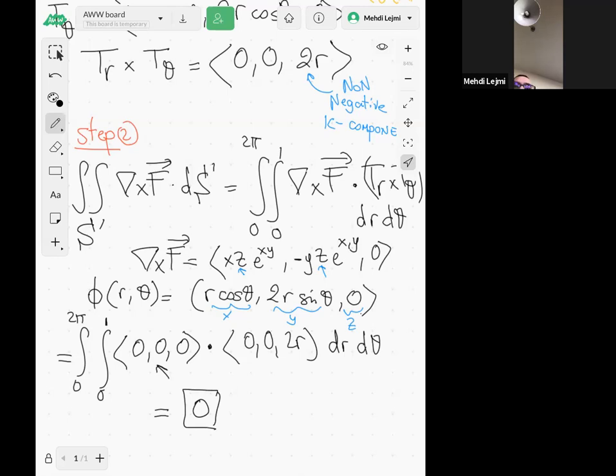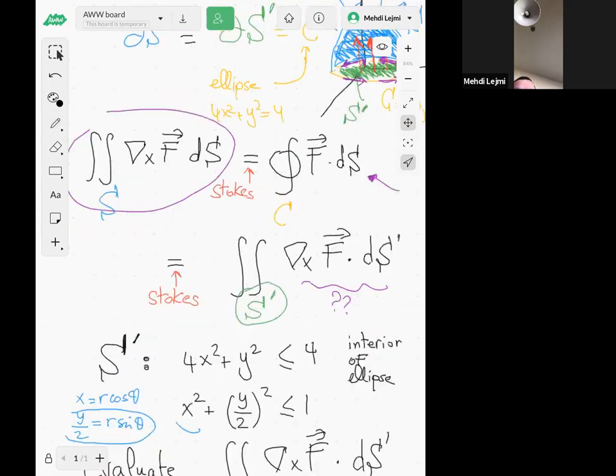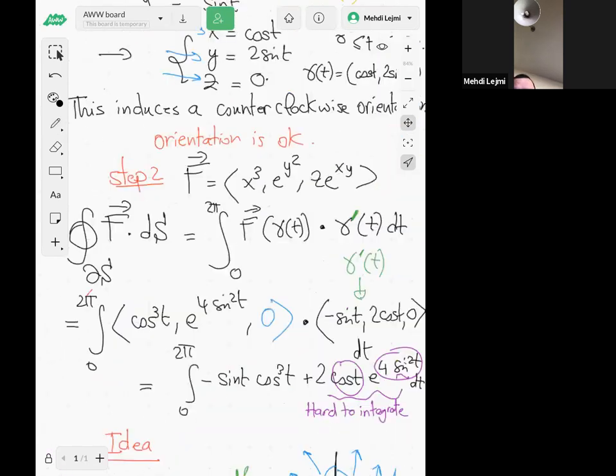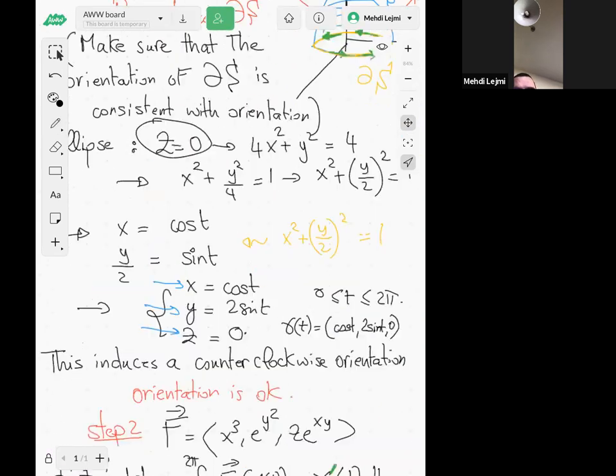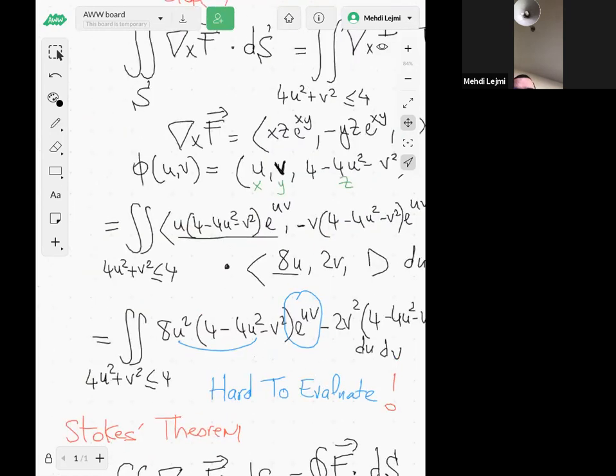Okay. So what we are saying, guys, is that my initial integral, where is it? Make sure that my curl of F, all right, so where's my curl of F?